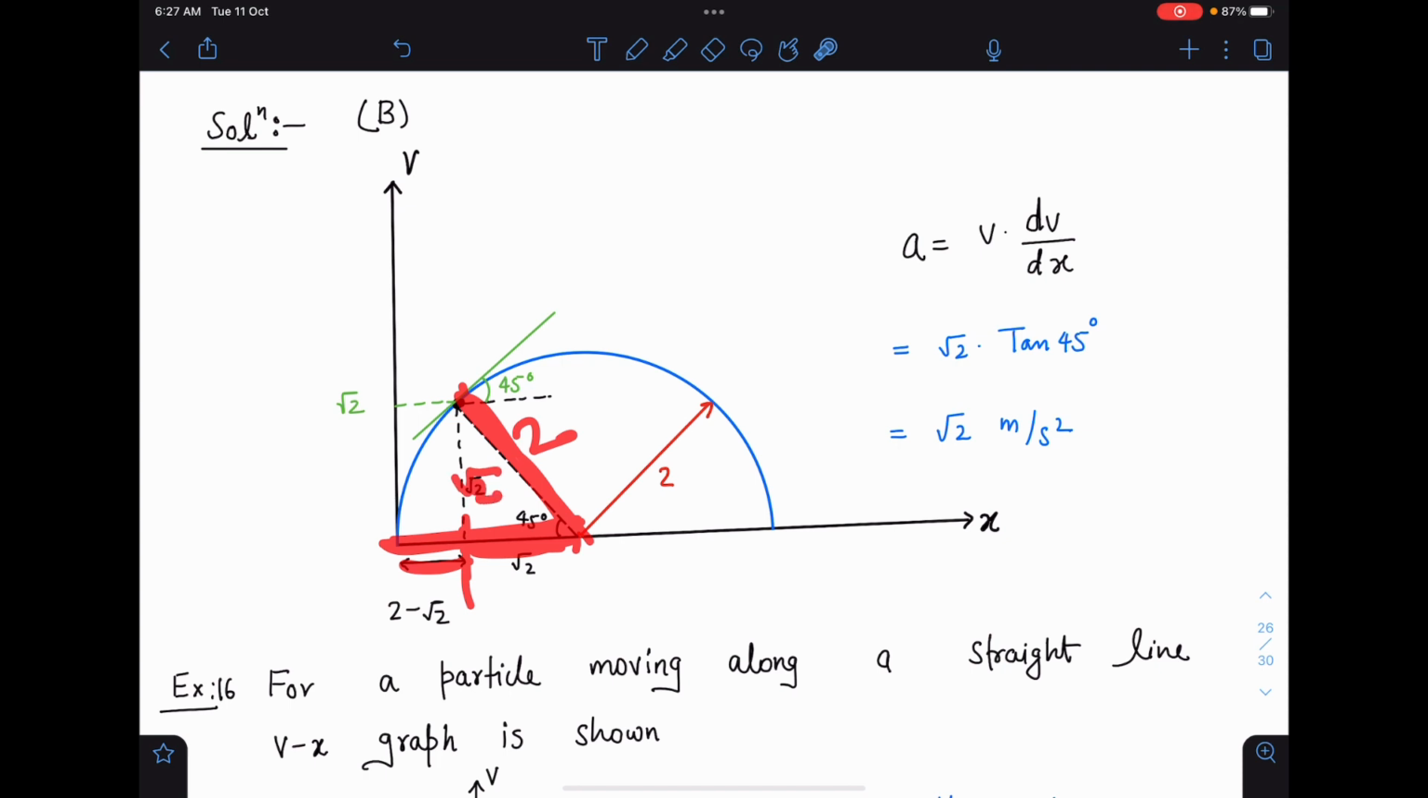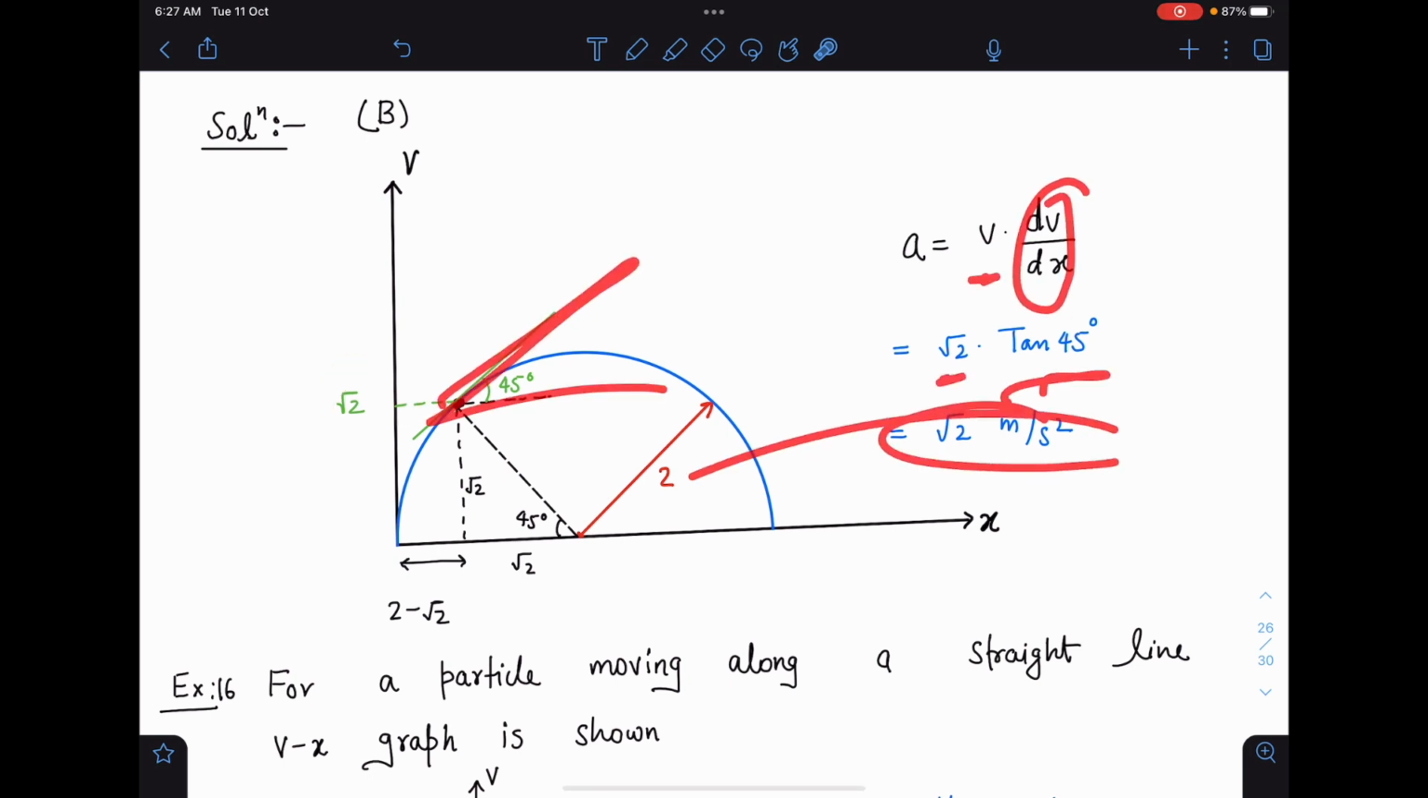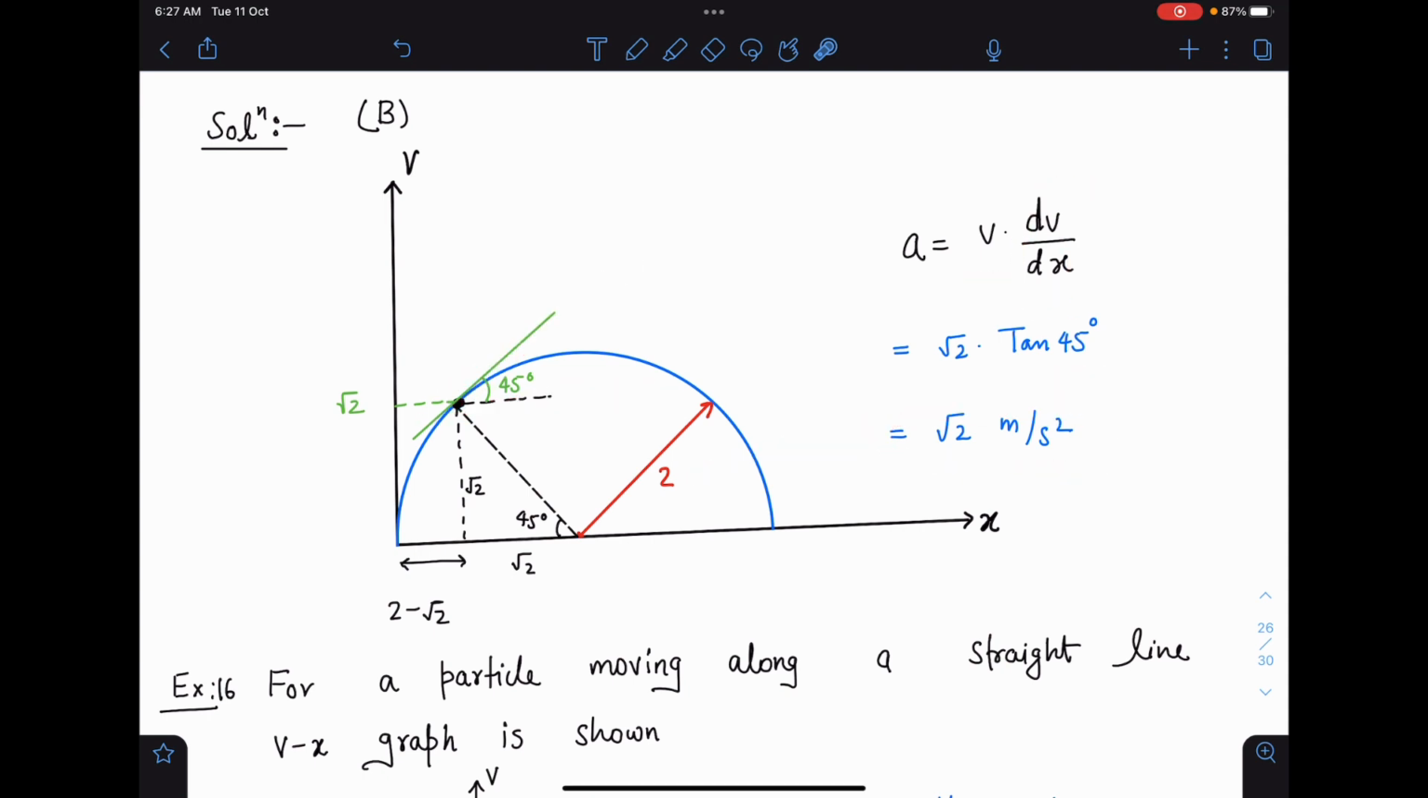And this distance is 2, so this distance is root 2. Such nice values are given, which means the tangent is making an angle of 45 degrees here. So if this is root 2, we know the velocity value, which is root 2. So acceleration is V, which is root 2, into dV by dx, which is tan 45, which is 1, so root 2 meter per second squared. Directly we can write the answer, and we can reach here quickly.